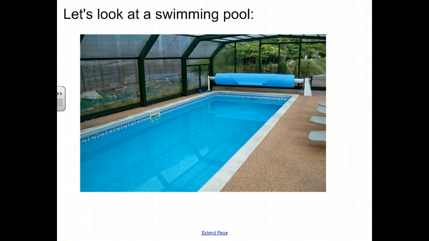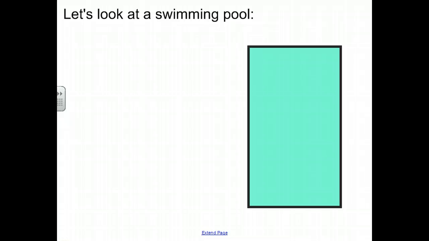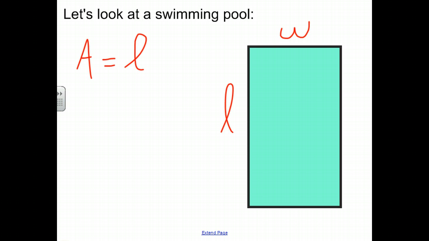So let's take a look at a swimming pool. A swimming pool is a pretty basic example of a rectangle. When we find the area of a rectangle, we're looking at finding the length, which I'll represent with an L, and the width, which I'll represent with a W. So the area of this rectangle is length times width.